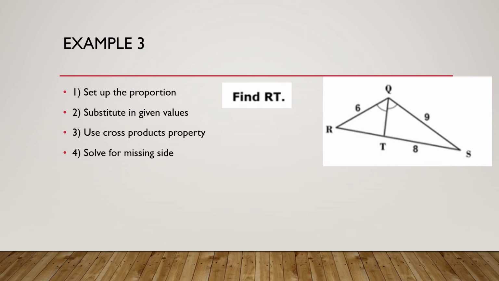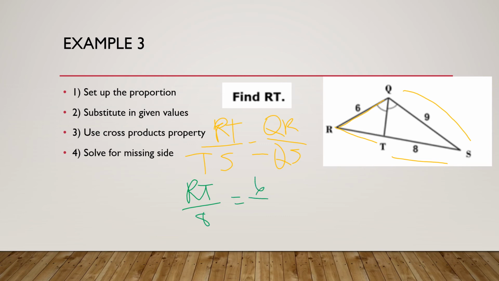All right, so we have our angle bisector. So again, we can set up RT is in proportion to the other side, TS. So we were on the left side triangle, so that means we're going to stay on the left. So now we have Q to R, keep in the same order, Q to S. We're going to substitute in our values. So RT, we don't know. TS is 8. QR is 6. QS is 9.